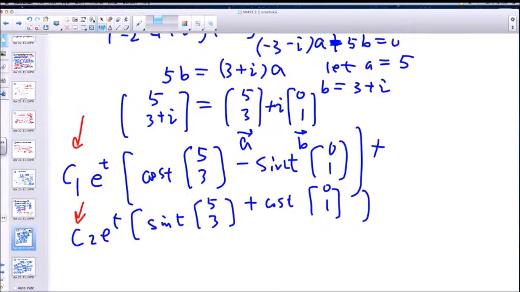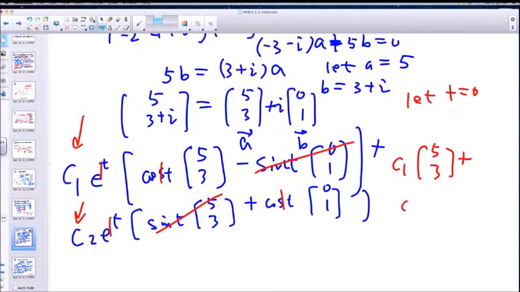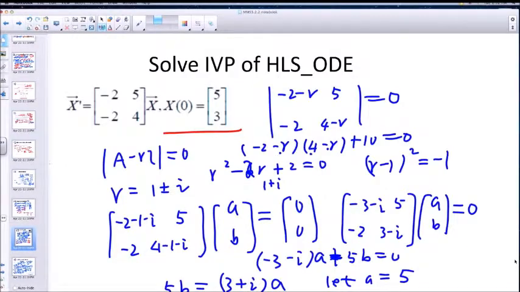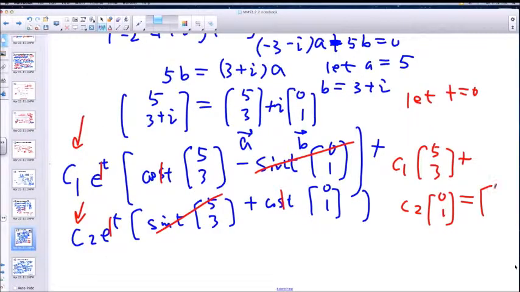What you're going to do is let t equal 0. If you let t equal 0, your solution, that's 1, and that's 1, that's 0, 0, 1, and you get C1, 5, 3, plus C2, 0, 1, need to equal your initial condition. What is it? 5, 3. Of course, then your C1 equals 1, C2 equals 0, you solve the problem.